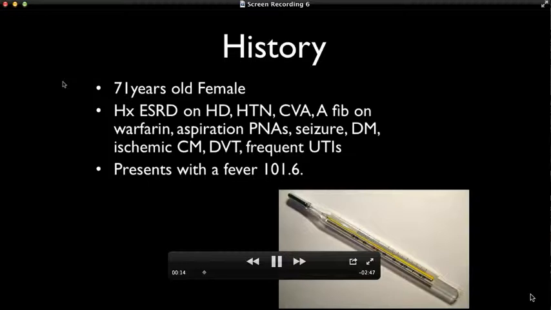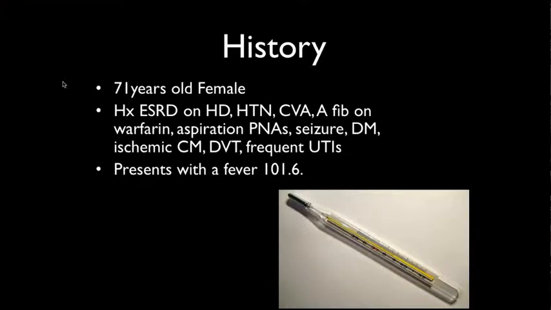This is a 71-year-old coming from a nursing home with a complex medical history including end-stage renal disease on hemodialysis, still makes urine, hypertension, CVA, AFib on Coumadin, history of DVTs, aspiration pneumonias, as well as frequent UTIs. I guess every one of us sees one of these patients almost on a daily basis. This time presents with a fever up to 101.6. The patient endorses very limited history but complains of some back pain.